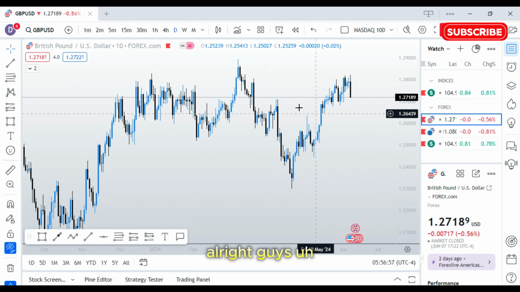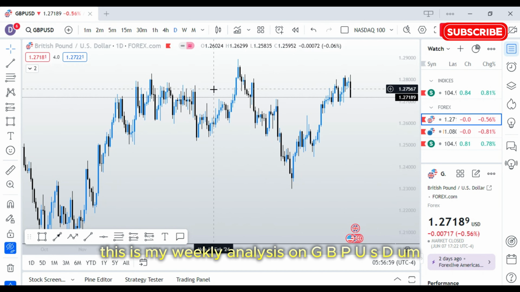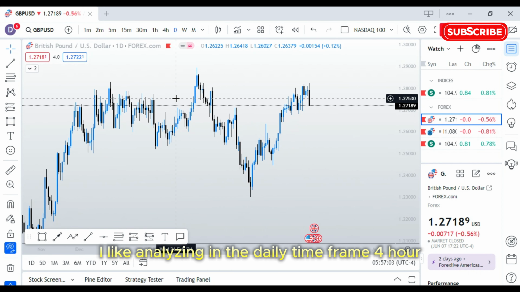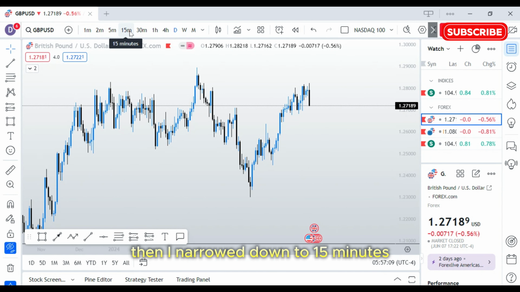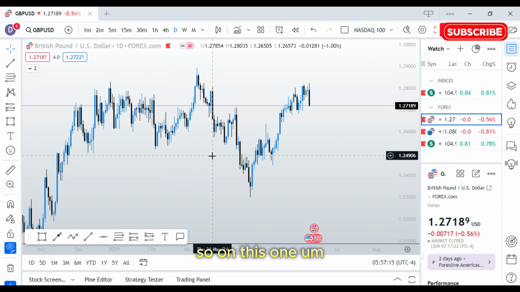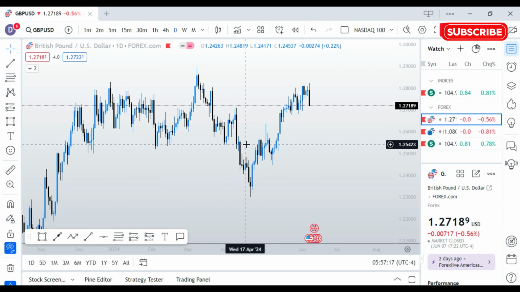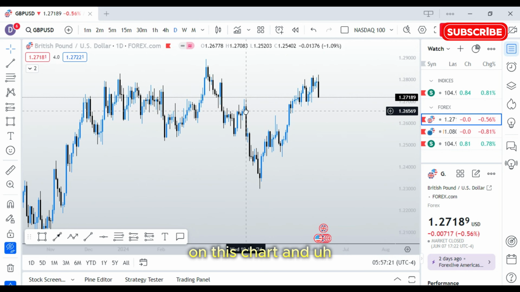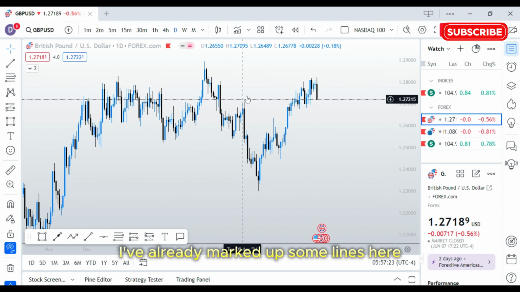Alright guys, this is my weekly analysis on GBP USD. I like analyzing in the daily time frame, 4 hour, then I narrow down to 15 minutes and execute on 5 minutes. So on this one, I'm just going to show you what I'm seeing on this chart, and I've already marked out some lines here.